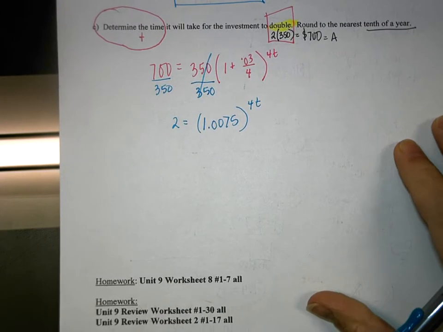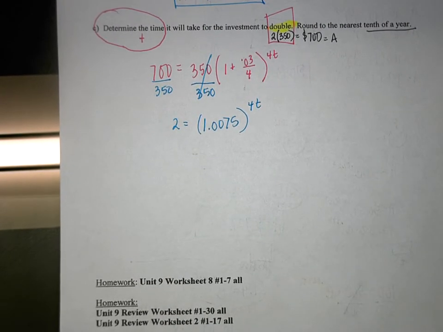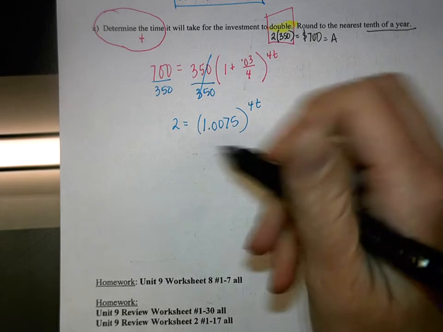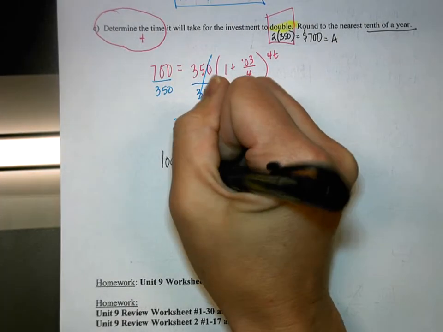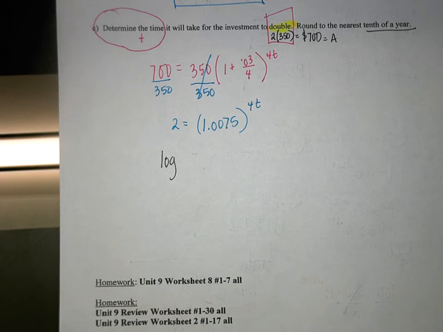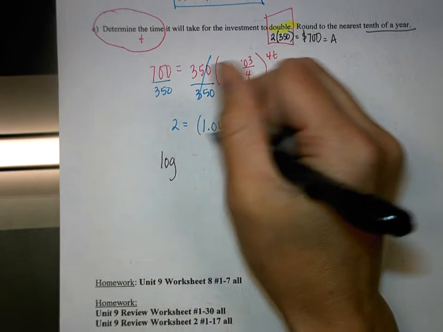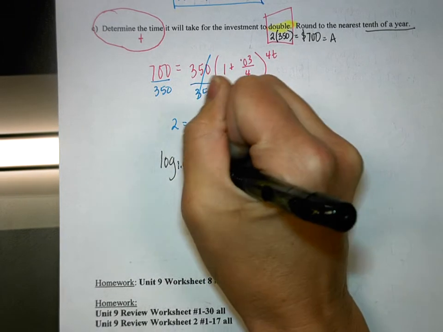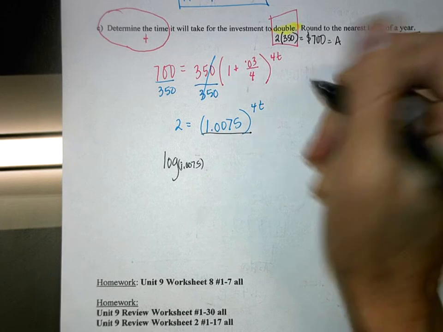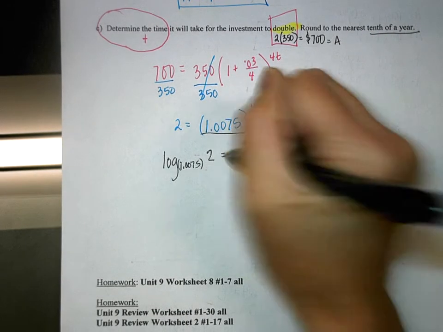Now what? How can I solve for t? We have to change it into log form. There's no e's here, so we're going to actually use logs. And we would write this as log base what? Yes, log base 1.0075 of 2 equals 4t.